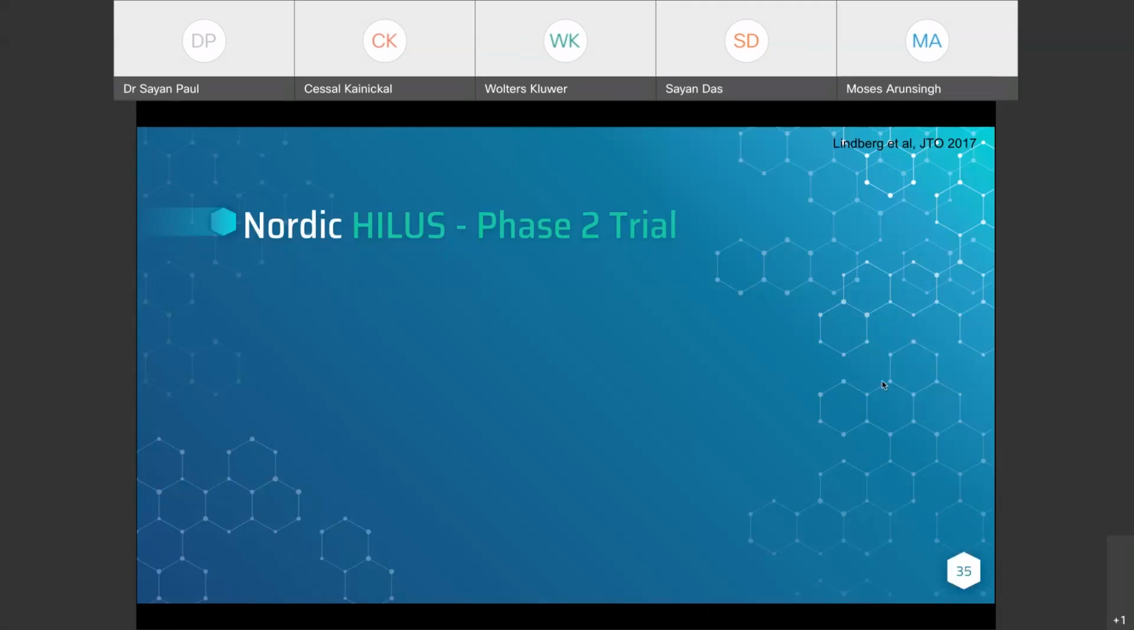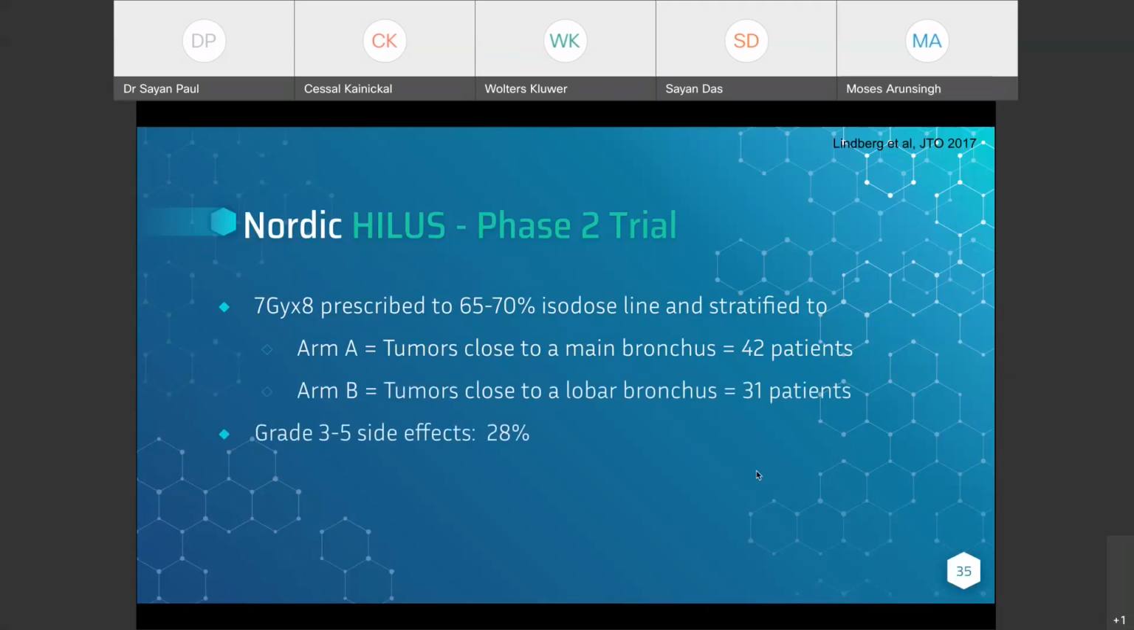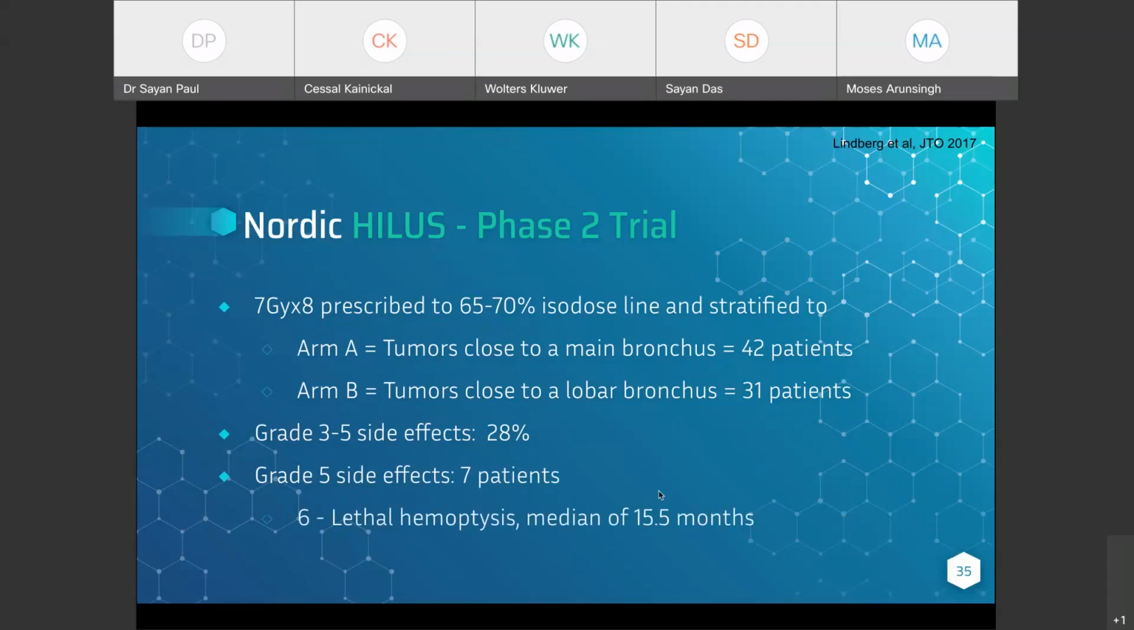So there were 2 trials that were done. One is the Nordic HILUS trial. This was a phase 2 trial, 7 gray per fraction prescribed to 65 to 70%, with stratification of tumors close to the main bronchus and to the lobar bronchus. They had a very high rate of grade 3 to 5 side effects of 28%, and also 7 patients having grade 5 side effects, with lethal hemoptysis in 6 patients.